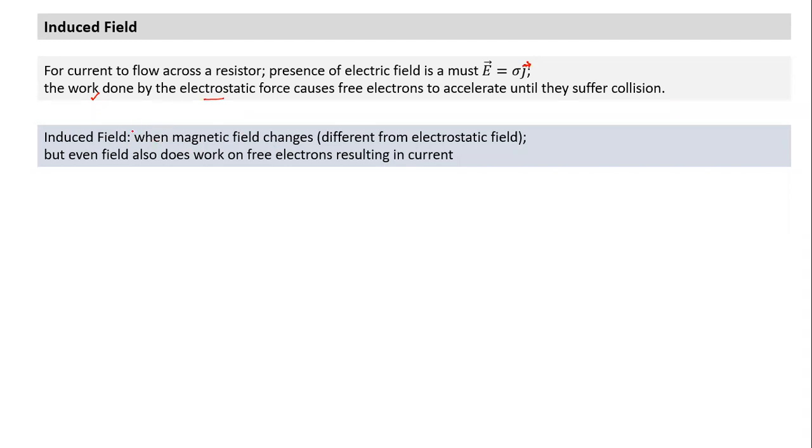Rest of the behavior, some of the things are similar, some are not similar. That's what you have to understand here. Induced field, when the magnetic field changes, is different from the electrostatic field. But even this field also does work on free electrons, resulting in current. So this field is also doing work, and so there is some similarity as well.